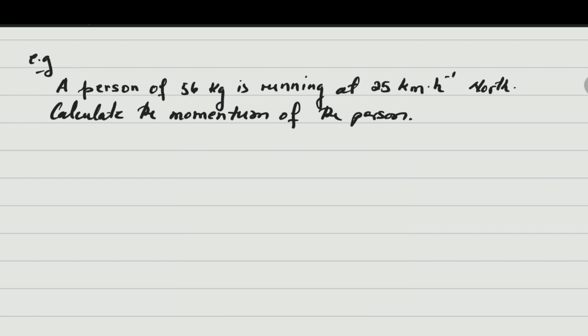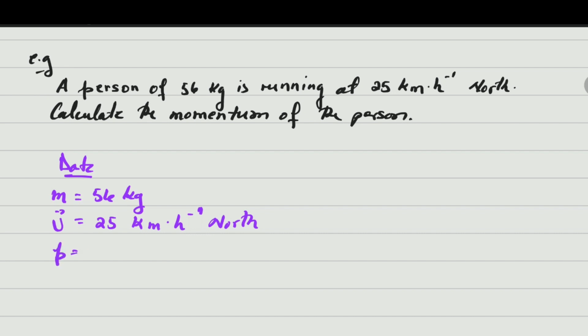From now on, all the questions we're going to approach with the same principle. The first thing we do is write the data, the information that is given to us. First of all, we have the mass of the person, which is equal to 56 kilograms. We have the velocity at which that person is moving, which is 25 kilometers per hour, and it is north. So let's write the direction. It is important. They ask us to calculate momentum, and this is going to be a question mark.